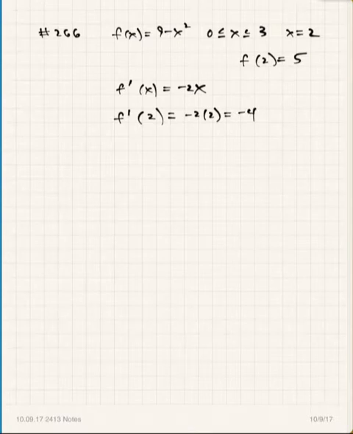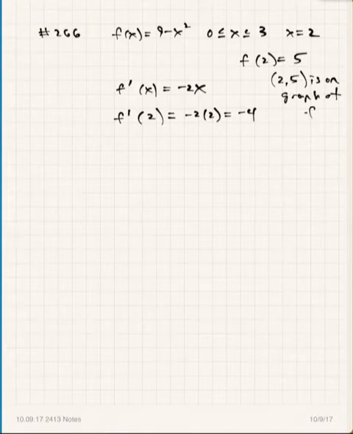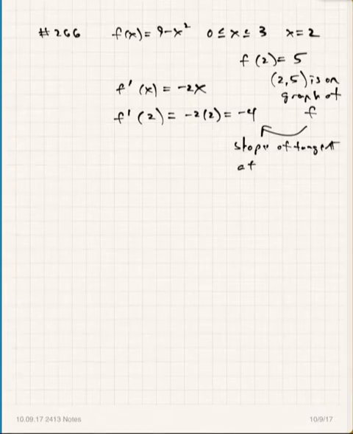And so that -4 is the slope of the tangent on the graph of f at the point 2, 5, right? So we know the point 2, 5 is on the graph of f, and then the slope of the tangent is -4. So that's the slope of the tangent at the point 2, 5. It's -4.